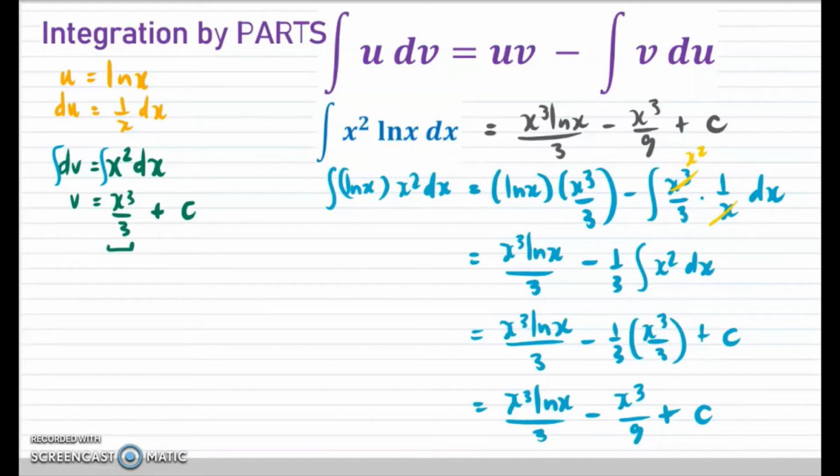Yay! We got the same answer as the previous one, right? And as you can see, our solution is way shorter than the previous solution. So the LATE method is great, right?